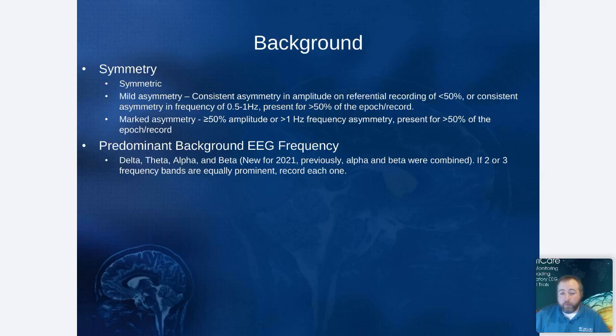And that's what's new for 2021. Previously, alpha and beta were combined. It was an alpha rate or faster. So now they've actually included beta. That's one of the changes for 2021. If there's 2 or 3 frequencies that are the same, mention both of them.